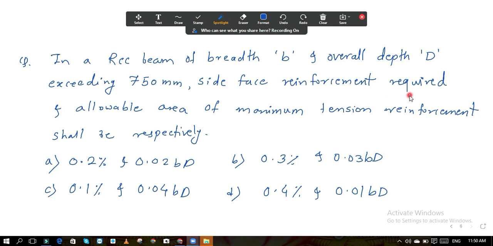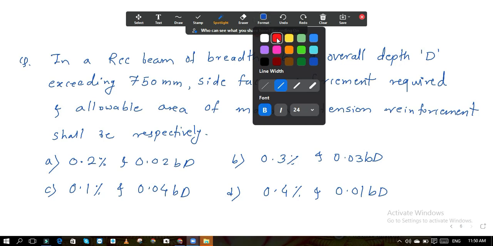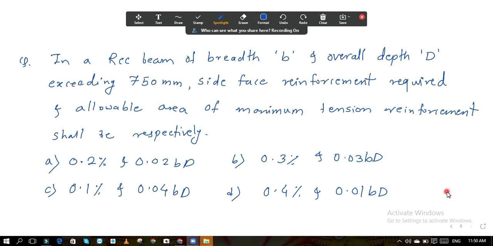So that side reinforcement required, you need to calculate what is the side reinforcement required, and also the allowable area of maximum tension reinforcement. So what should be the maximum tension reinforcement that can be provided? So the various options are given to you. From these options you need to choose the correct answer, and it is given in the IS code. This is a question purely taken from the IS code. This is given in the IS code very clearly. How much should be the side reinforcement?